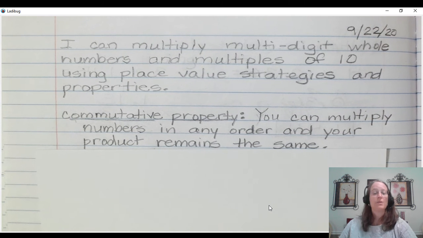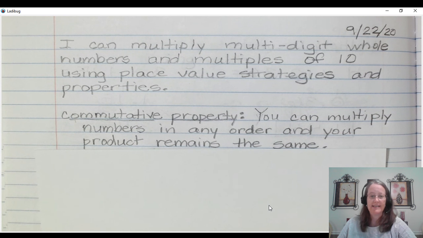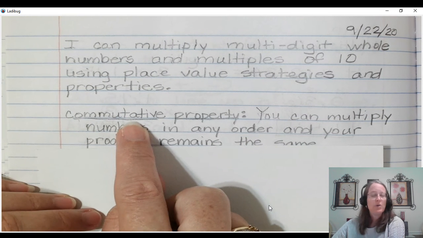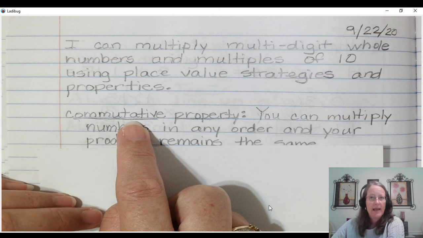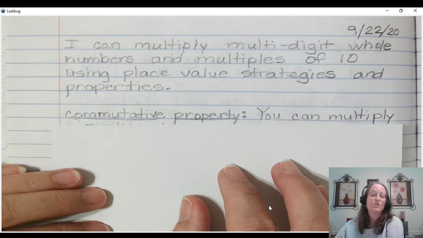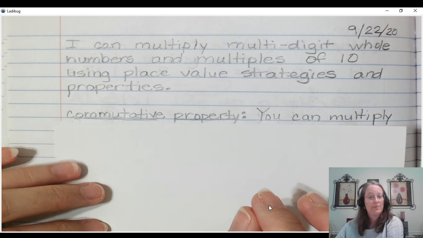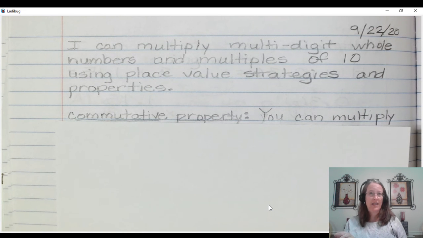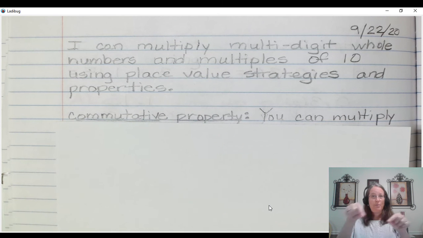I just want to talk about those two vocabulary words for just a second. First of all, the commutative property of multiplication. If you look at the word commutative, you hear the word commute. If someone commutes to and from work, that usually means that they live in one town and they work in another town. And so when they commute to work, they travel back and forth, okay?